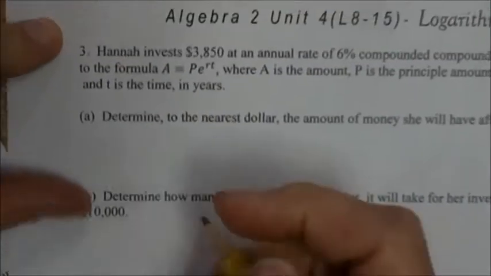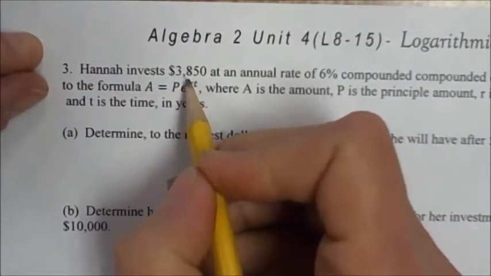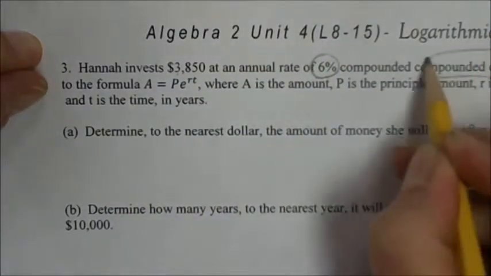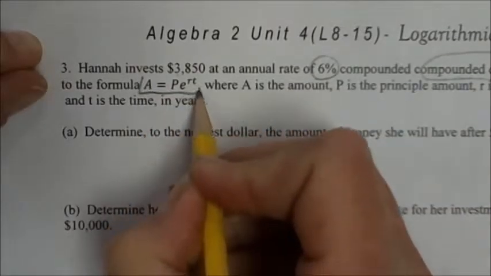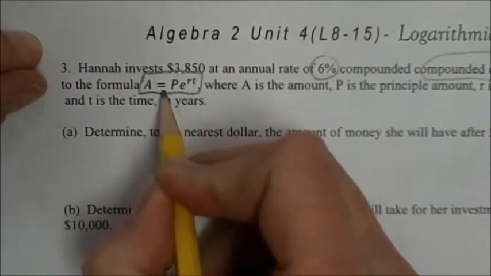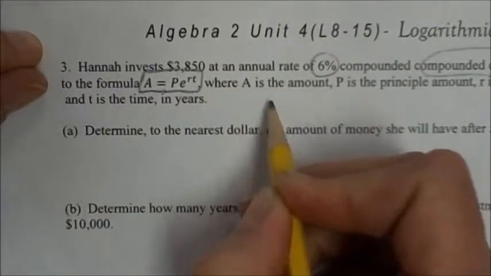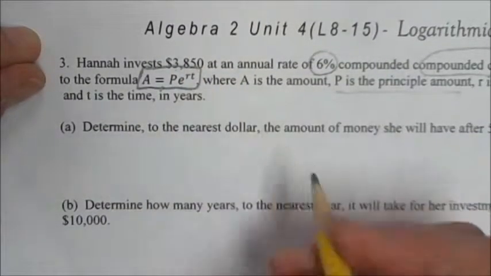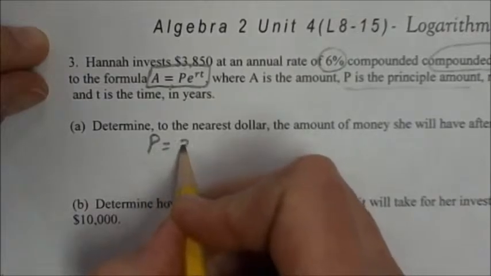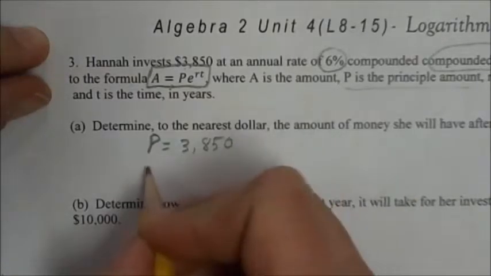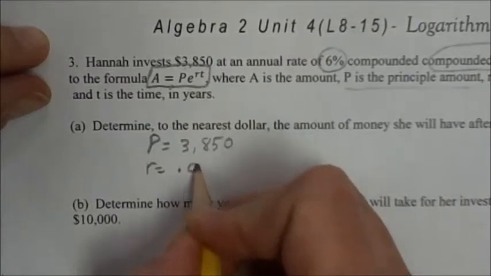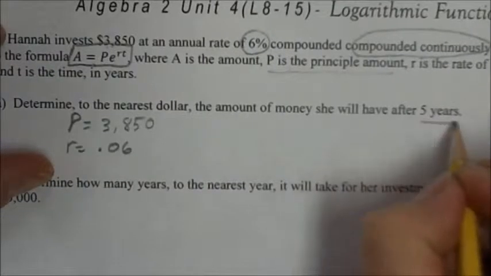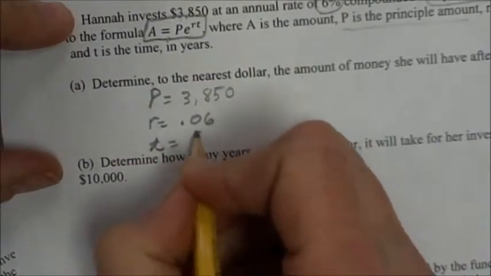On the back, Hannah is investing $3,850 at an annual rate of 6% compounded continuously. Well, the formula for compounded continuously is something you have to memorize. I'm not going to give you that on the test. You have to know that. A is the amount of money after a certain amount of time. P is the principal. That's how much she started with. She started with $3,850. The interest rate, 6%, is represented as a decimal by 0.06. And after 5 years, the time is equal to 5.